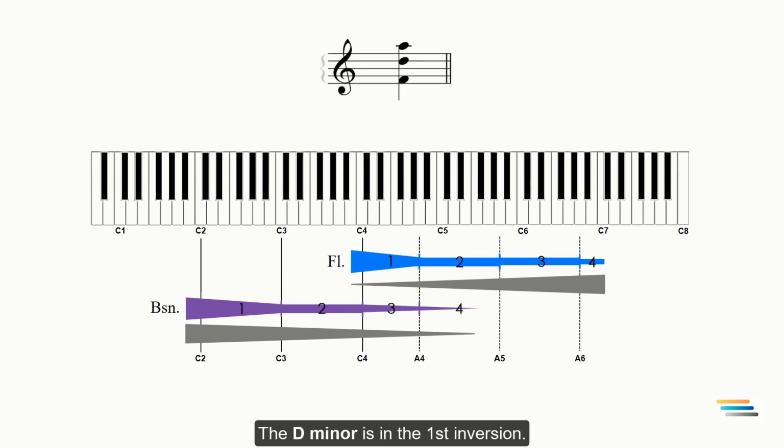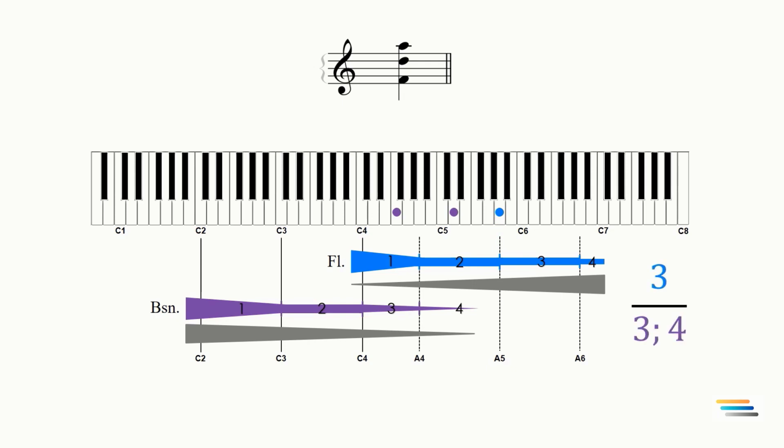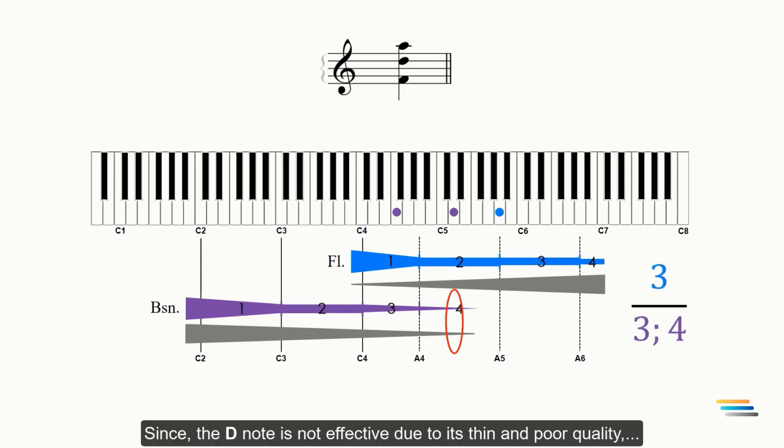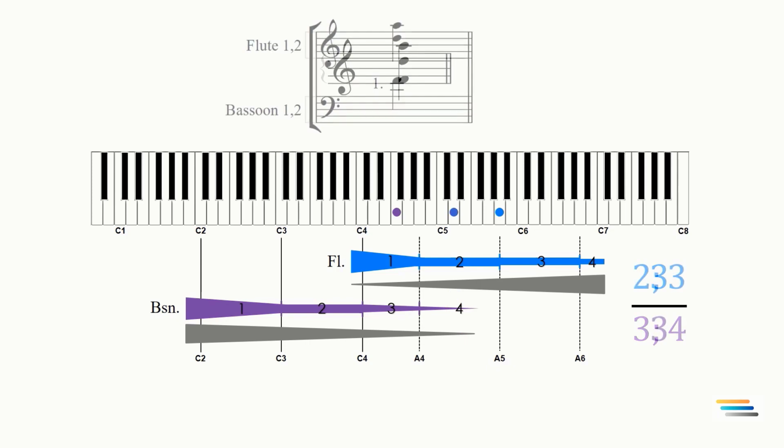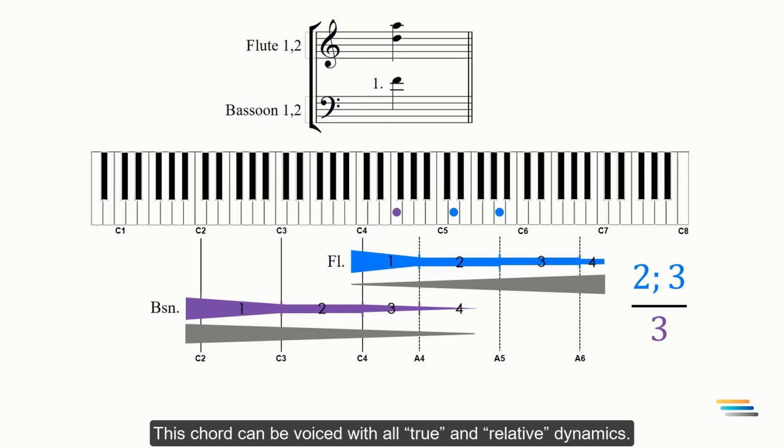D minor is in the first inversion. Since the D note is not effective due to its thin and poor quality, you should replace it with the second flute. This chord can be voiced with all true and relative dynamics.